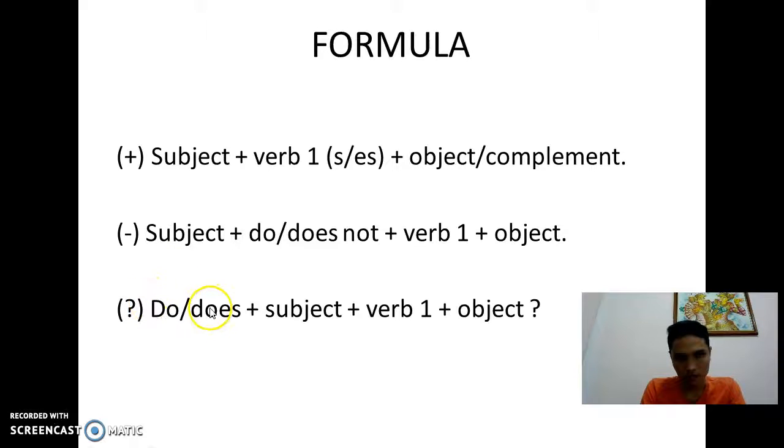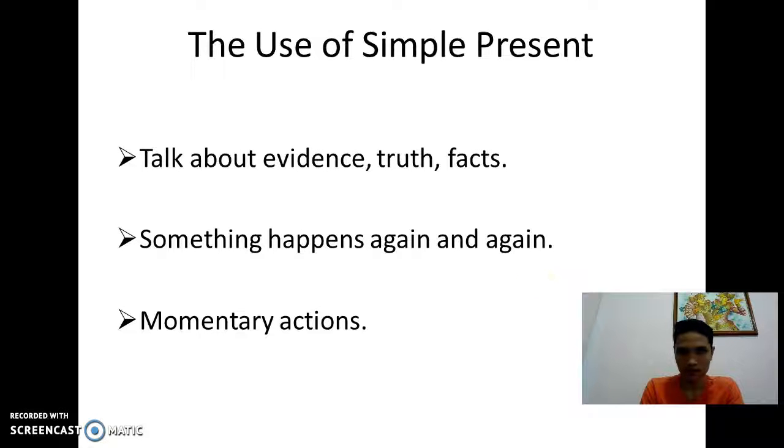And then the last, the interrogative form. So we start from do or does. If the subject is she, it, we have to use does. But if the subject is Dewi, Ayu, we have to use do. And then followed by the subject, she, it, or Dewi, Ayu, and then the verb with verb 1. And don't forget to give the question mark for the interrogative.